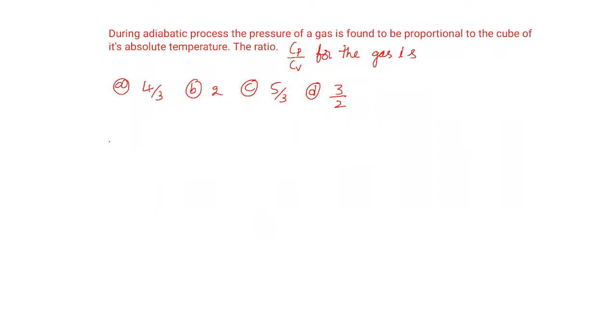Adiabatic relation, you should know adiabatic relation. Cp by Cv is nothing but gamma. They are asking gamma. Pressure is found to be proportional to the cube of its absolute temperature. Yes, the correct answer is D, 3/2. Gamma value will be 3/2.